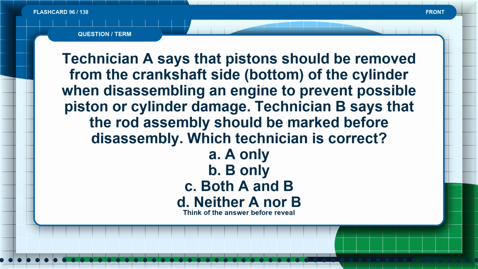Flashcard 96. Technician A says that pistons should be removed from the crankshaft side, the bottom of the cylinder, when disassembling an engine to prevent possible piston or cylinder damage. Technician B says that the rod assembly should be marked before disassembly. Which technician is correct? A only, B only, C both A and B, D neither A nor B. Pause and think of the answer before the reveal.